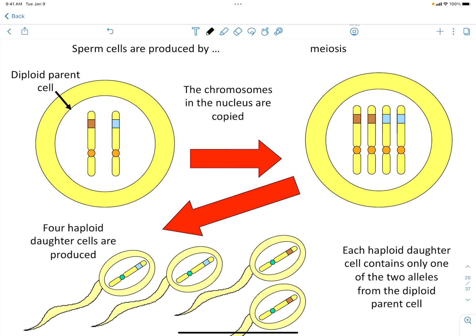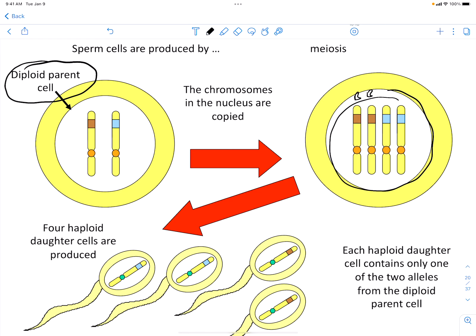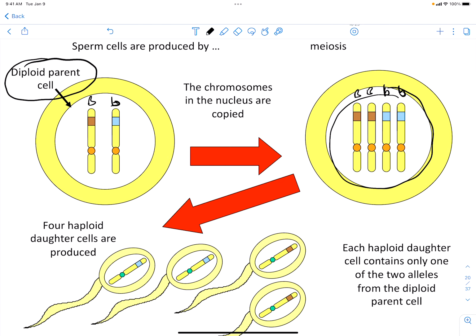Our gametes are going to be produced by meiosis, and this is where you have your diploid parent cell shown here, and then the chromosomes get copied shown here. So now you have two copies of your brown, big B, and two of your blue, little b, little b. So this is a heterozygote. Then each of these four chromosomes are going to be put into an individual sperm in this case. This one will have a little b, and these will both be big B. But each of the sperm only carries one copy of the chromosome.